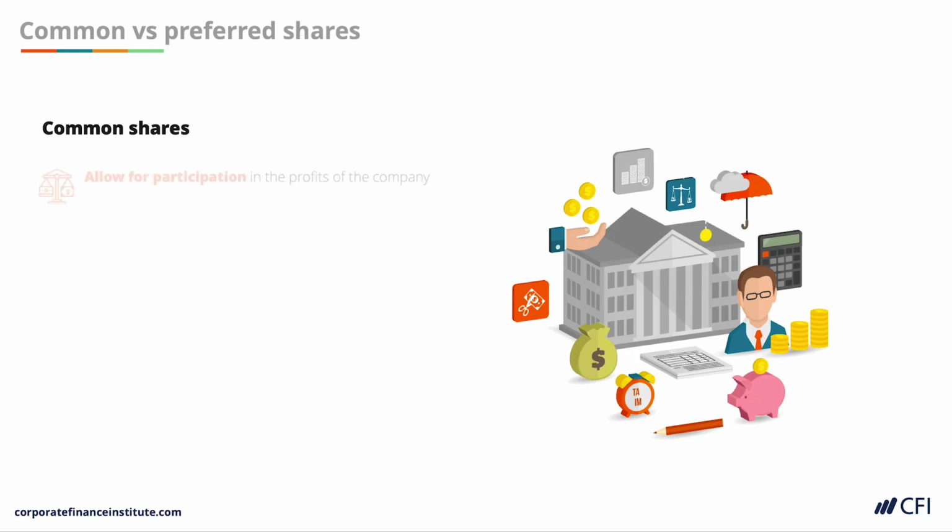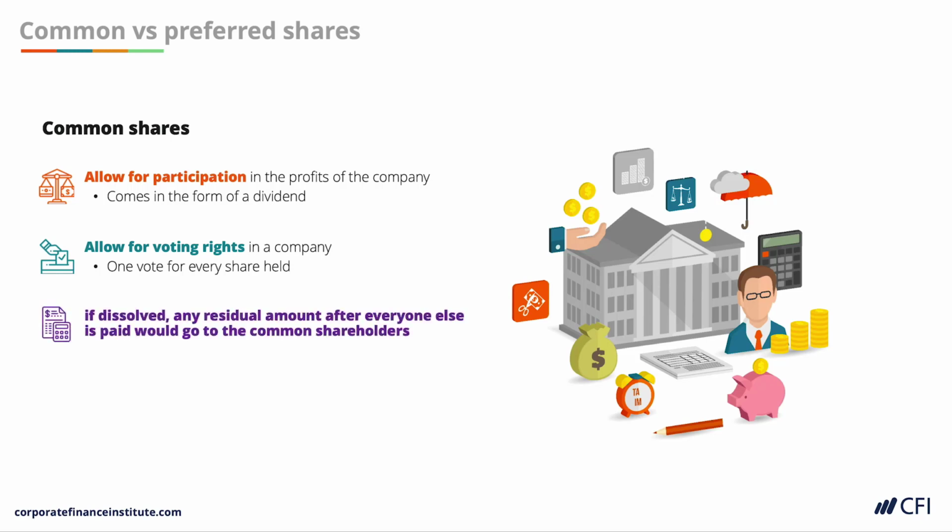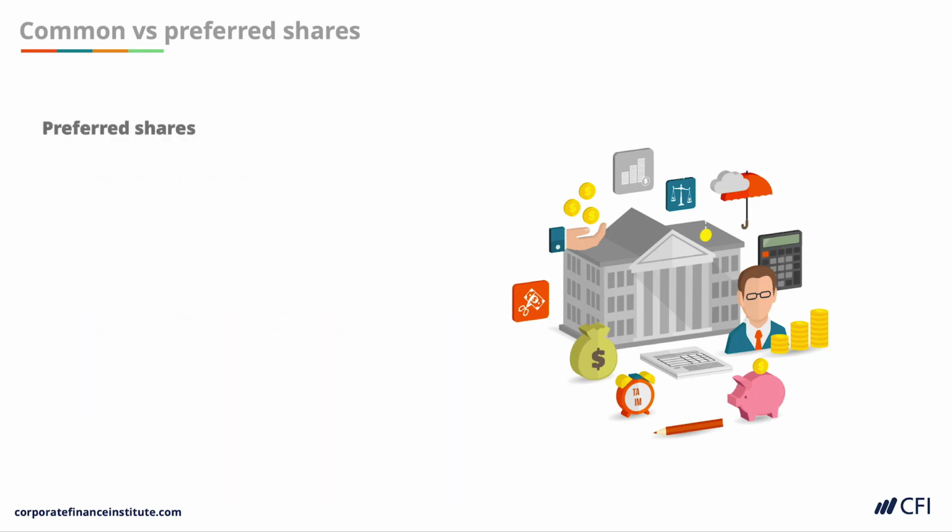Common shares allow for participation in the profits of the company after all debtors and preferred shareholders are paid. The participation normally comes in the form of a dividend. Common shares also allow for voting rights in a company. Common shareholders are usually allowed to cast one vote for every share held. Finally, if a company were to be dissolved, any residual amount after everyone else was paid would go to the common shareholders. Equity may include preferred shares.